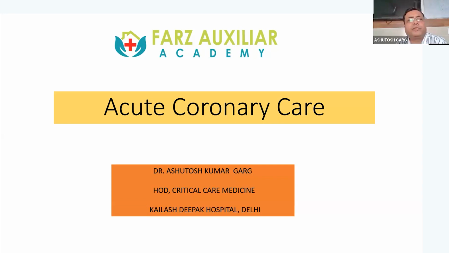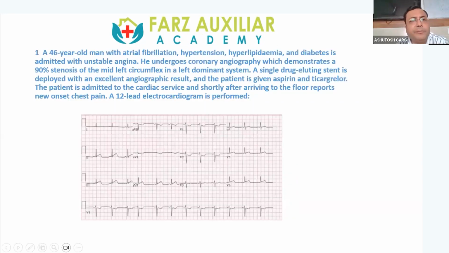So the first question is from the cardiovascular system, acute coronary care domain. A 46-year-old man with atrial fibrillation, hypertension, hyperlipidemia, and diabetes is admitted with unstable angina. He undergoes coronary angiography, which demonstrated 90% stenosis of the mid-left circumflex in a left-dominant system. A single drug-eluting stent is deployed with an excellent angiographic result, and the patient is given aspirin and ticagrelor.